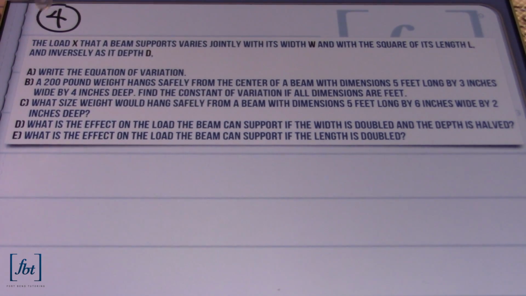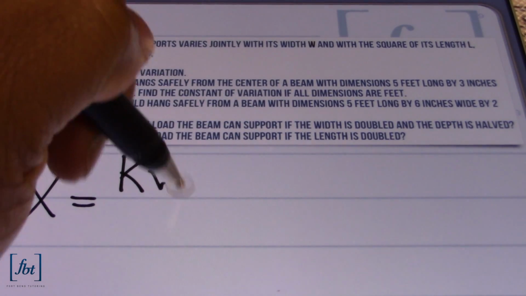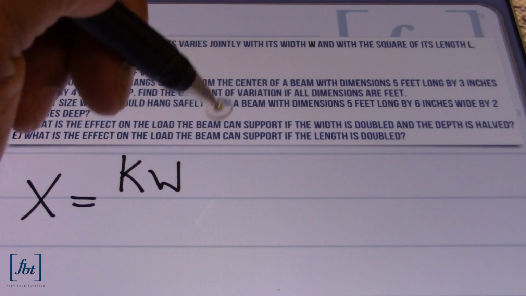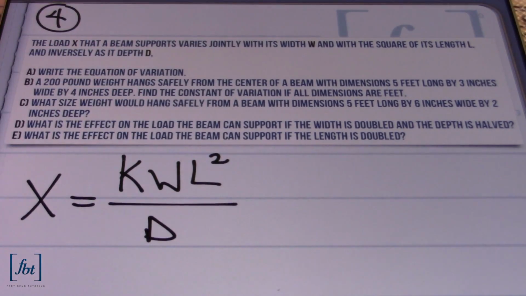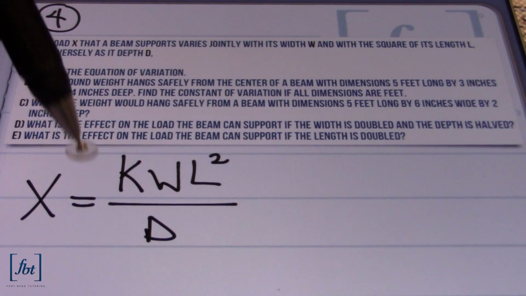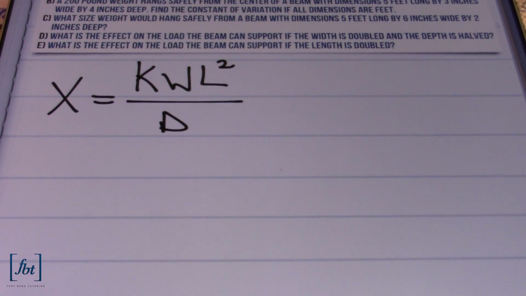So we're going to start with our setup here. We'll have X equals our constant of variation times the width W and the square of the length. So that's going to be L squared, all divided by the depth D. Since they didn't give us a standard to go by, this will be your variation equation for part A. Let's go ahead and red box it.